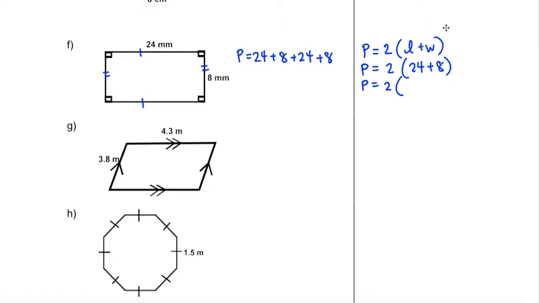Follow BEDMAS, so 24 plus 8 is 32, and 32 times 2 is 64. Always include your units. In this case, it's millimeters.